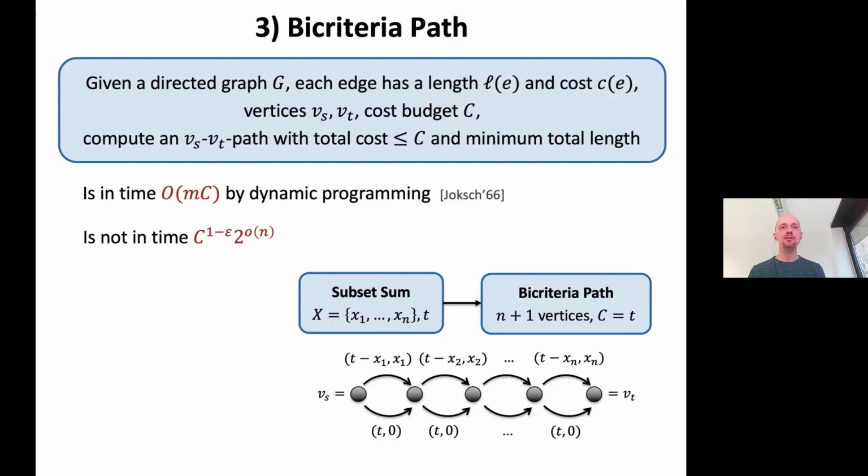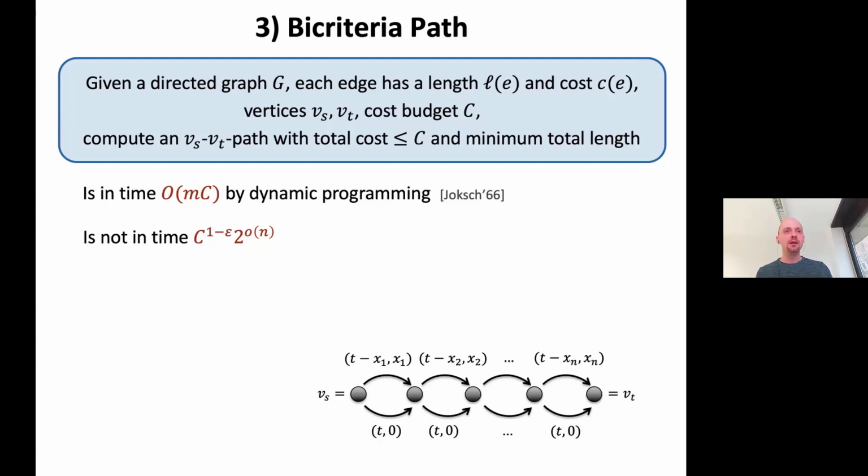So minimizing the total length means you want to maximize the sum of the selected items. So if there is a subset summing to T, then this is an optimal solution. So an easy reduction from subset sum to Bicriteria path, and this shows this lower bound. We can actually show something more, namely that you cannot hope for sublinear dependence on C, but even if you look at linear dependence on C, then you need to have an additional factor n in the running time.